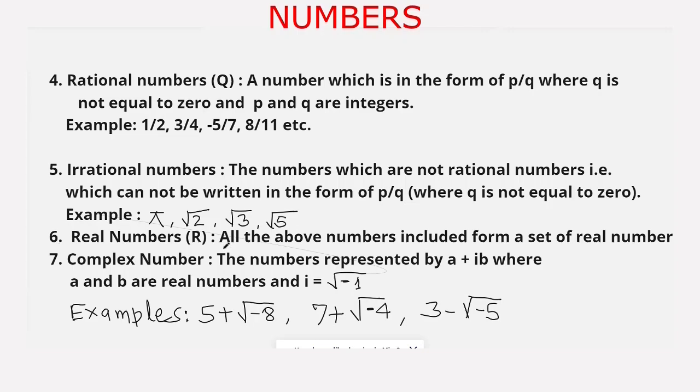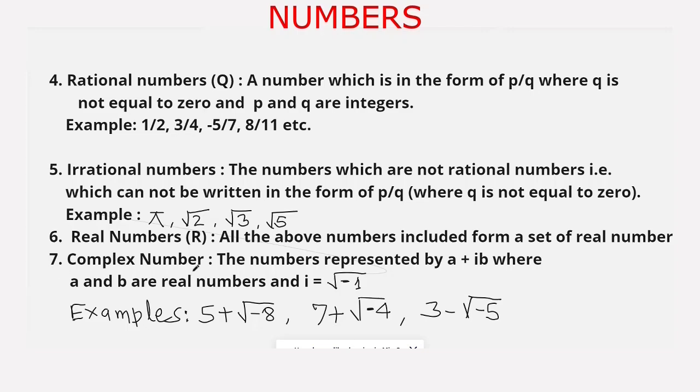Sixth is real numbers, usually denoted by R. All the above numbers included form a set of real numbers. It means that all irrational numbers and rational numbers are included, which includes natural numbers, whole numbers, integers, rational numbers, irrational numbers, all these form a number line, and that line is called the real number line.